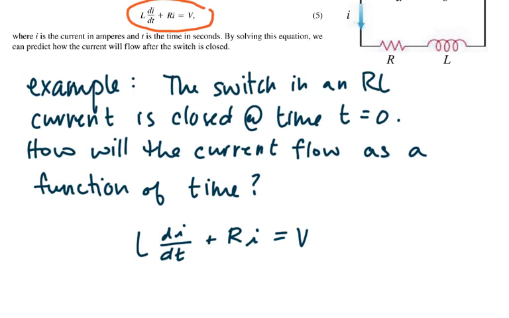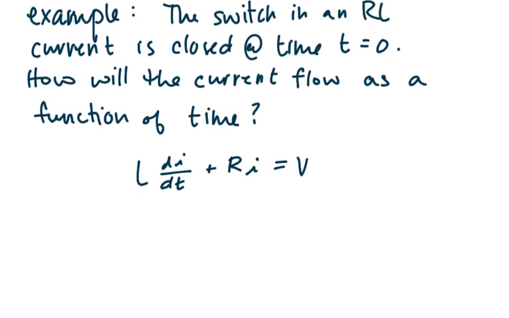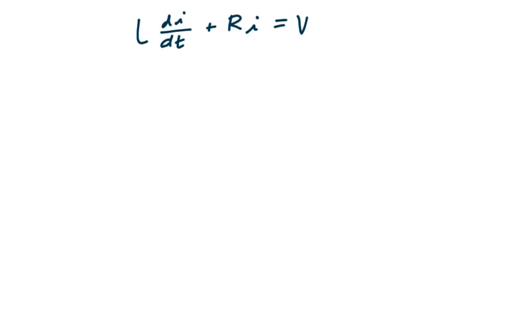So in this format, we've got to rearrange it so that it's in standard form. So I'll divide everything by L. I'm dividing by L, I've got di dt plus R over L I equals V over L. All right, so we're dealing with an equation that is I in terms of t, right?